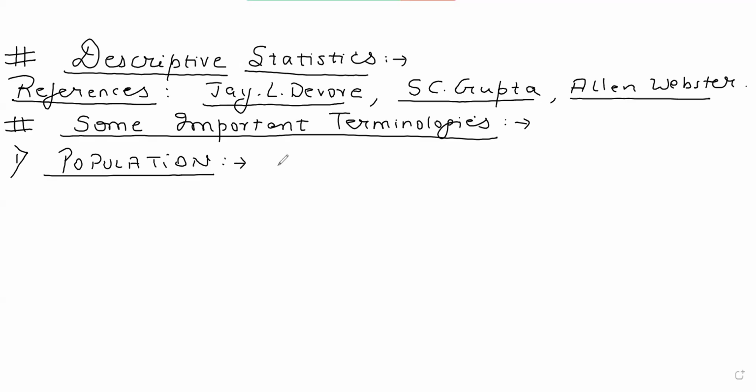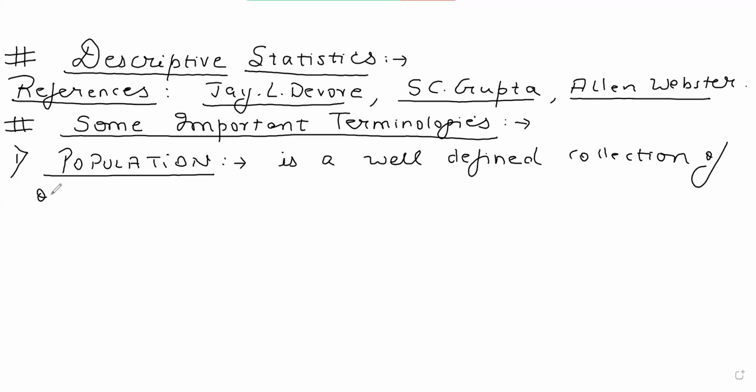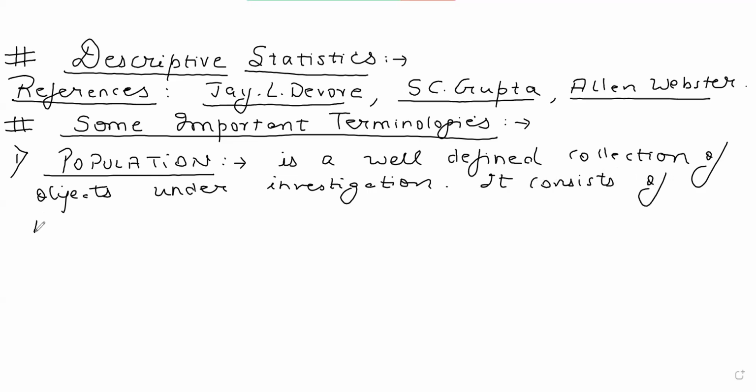So students can write that population is a well-defined collection of objects under investigation. When we talk about population, it is a well-defined collection of objects. It consists of all possible set of observations under consideration.